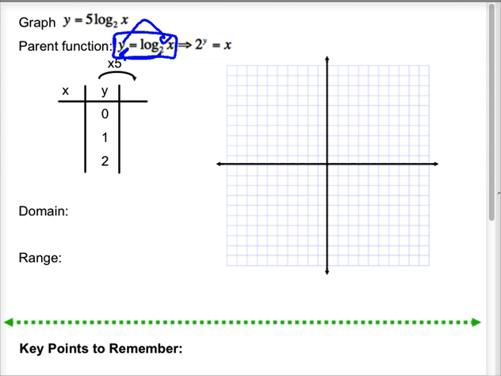And I start choosing values. Well, I'm going to choose 0, 1, and 2 for this. And again, you're picking y's and plugging those in. So 2 to the 0 is 1. 2 to the 1 is 2. 2 squared is 4.